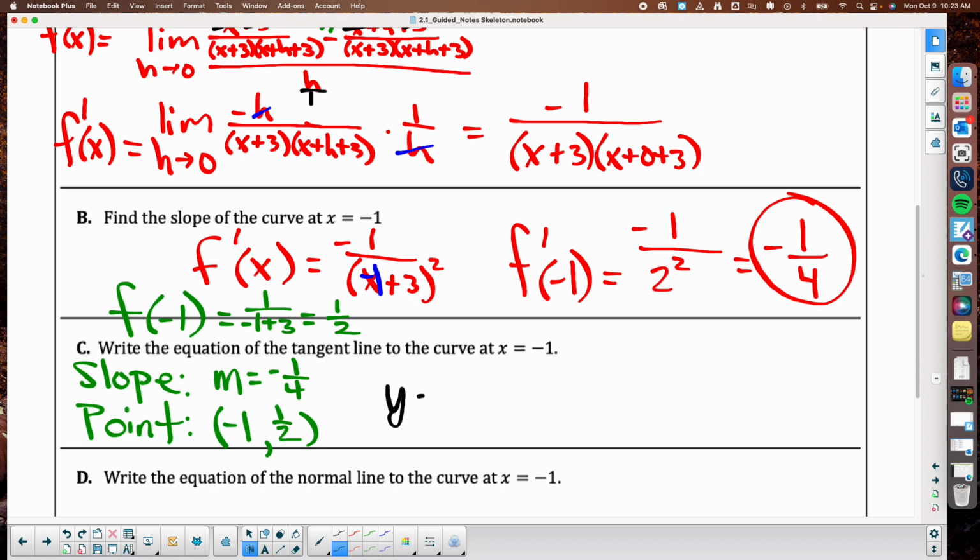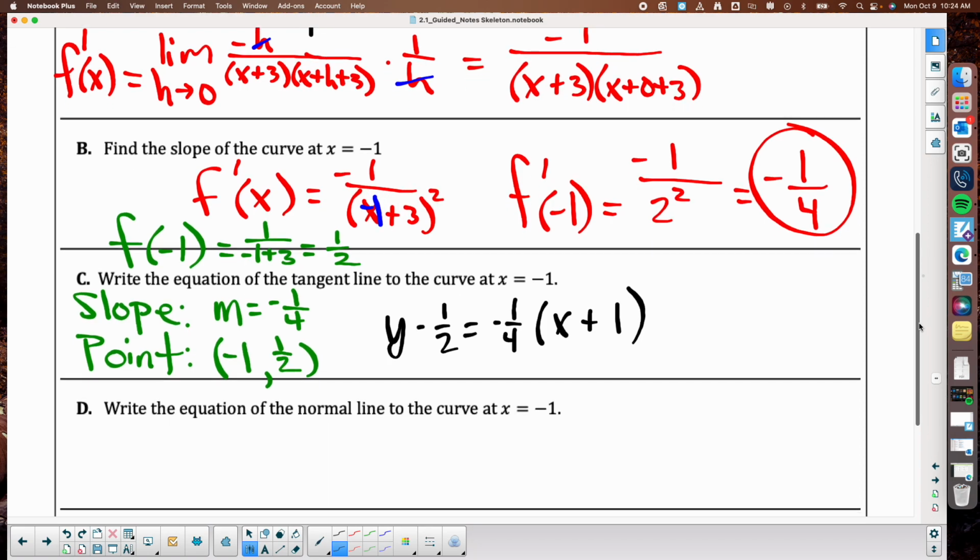Y minus y1. I prefer doing the one that you guys learned in L2 and pre-calc just because that's the one that I've always used. But I don't care which version you use. Do know that in the answer key, they'll always be written the other way. So y minus a half equals -1/4 times x plus 1. The other version would be plus 1/2.